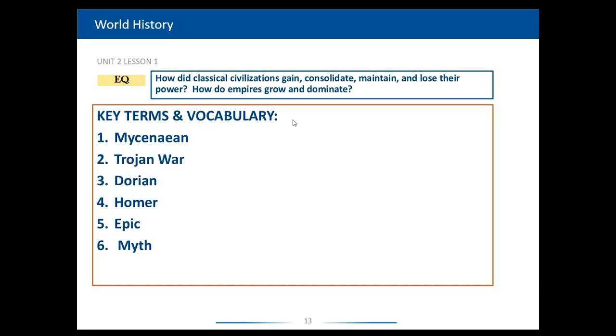For this lesson one, the main key terms of vocabulary: Mycenaean, Trojan War, Dorian, Homer, epic, and myth. How did classical civilizations gain, consolidate, maintain, and lose their power? How do empires grow and dominate? So let's continue on studying this a little bit more and then we'll answer it.